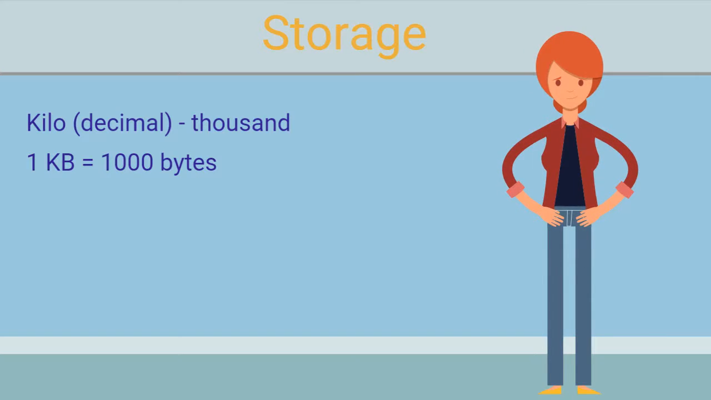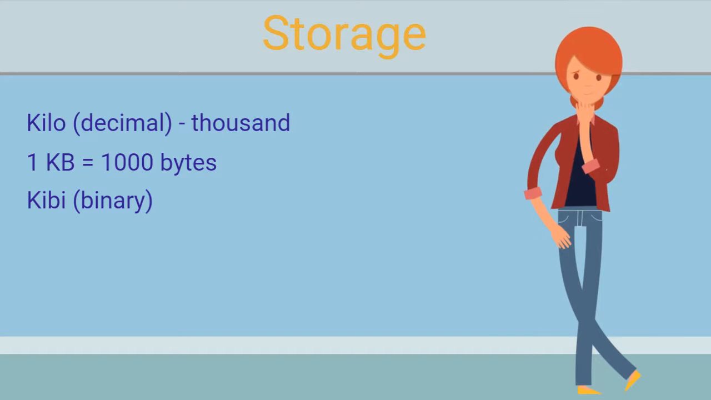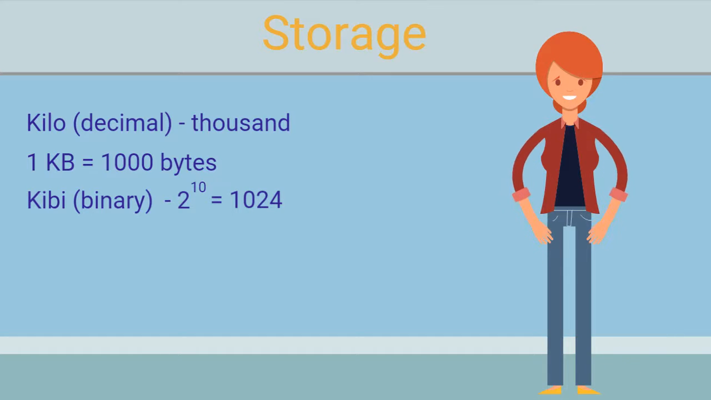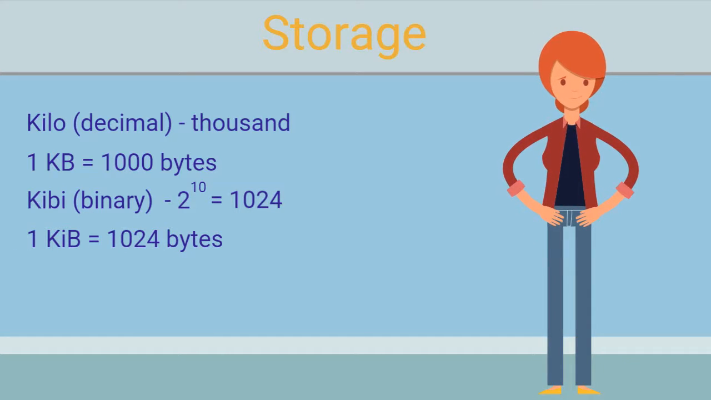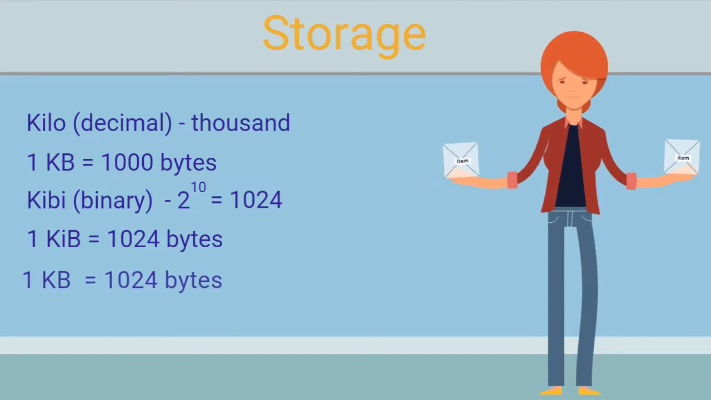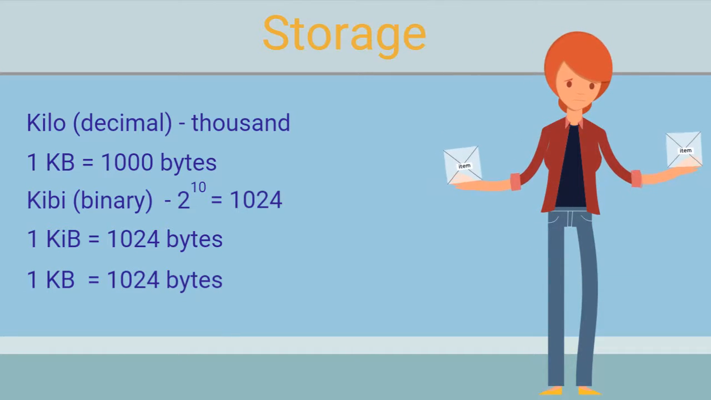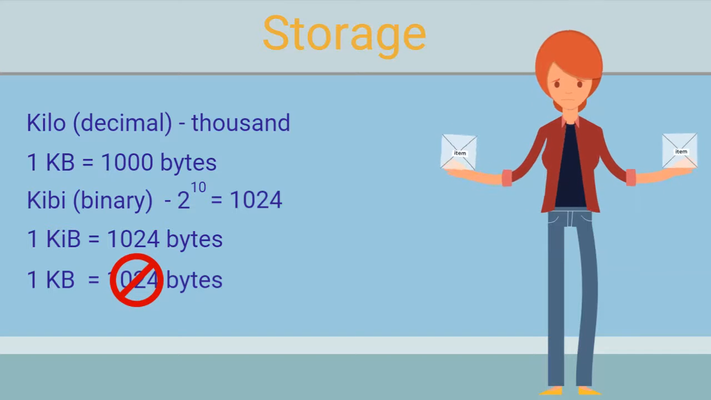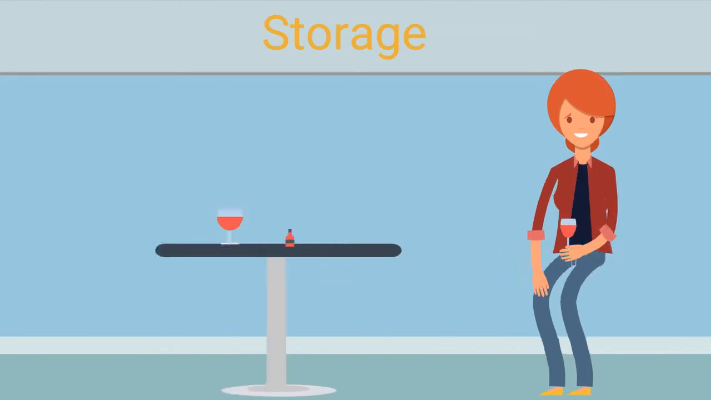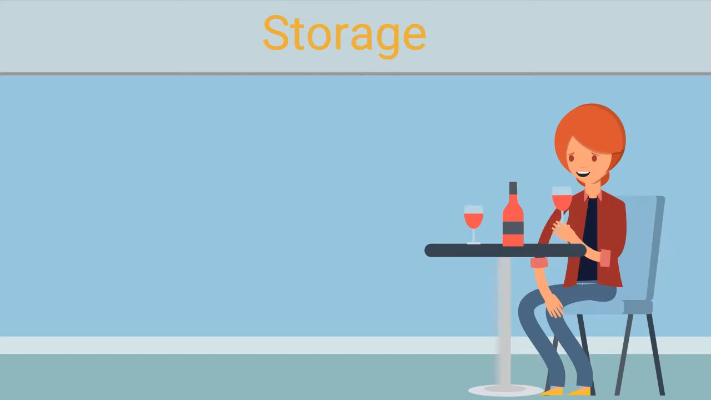Kilobytes are often confused with kibibytes. Kibi, by contrast, is a binary prefix, which is denoted by 2 to the power of 10, which is 1,024 in decimal. 1 kibibyte is therefore 1,024 bytes, but sometimes you'll see 1 kilobyte as 1,024 bytes, which is technically incorrect. You will thank me for this useless information at your next dinner party.